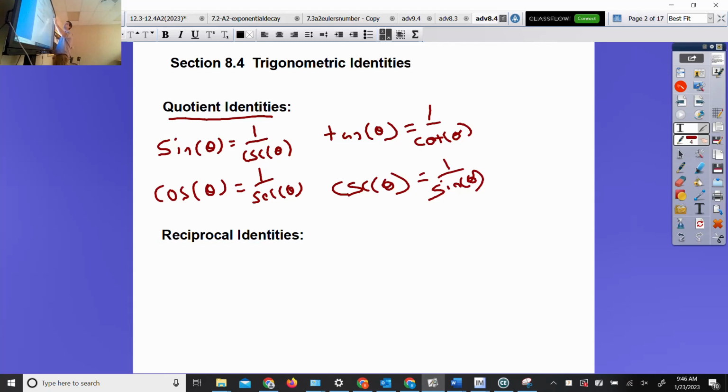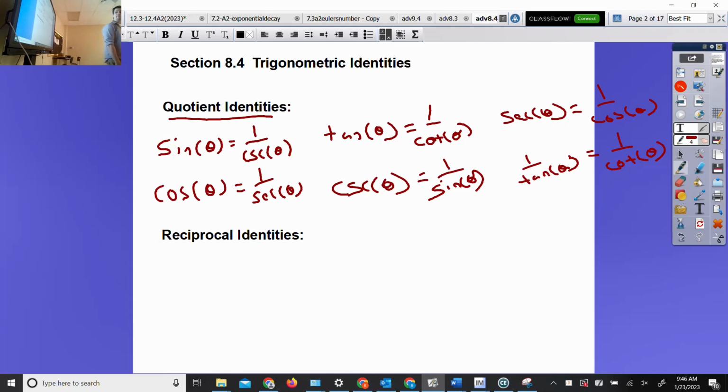Anyways, cosecant's 1 over sine. Secant will be 1 over cosine. And then cotangent will be 1 over tangent. I guess it's probably about time I started giving you guys form quizzes again. There is a lot of stuff in trig you have to memorize.